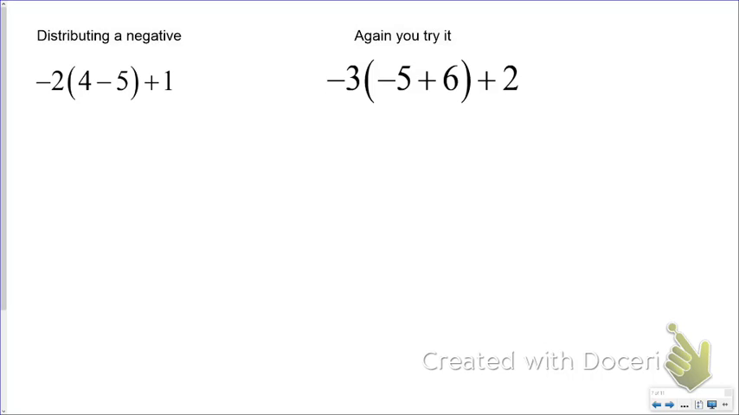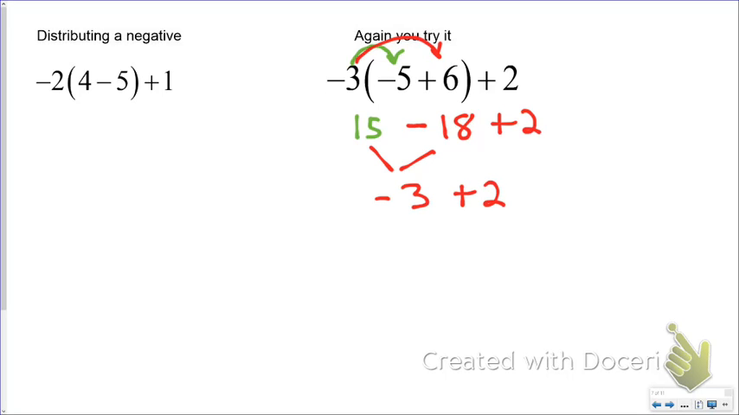Okay, so a negative 3 times a negative 5 is a positive 15. A negative 3 times a positive 6 is a negative 18. And then I can bring my 2 down as well. So 15 minus 18 should be negative 3. And I bring down my plus 2. A negative 3 plus 2 is a negative 1. So there you go.